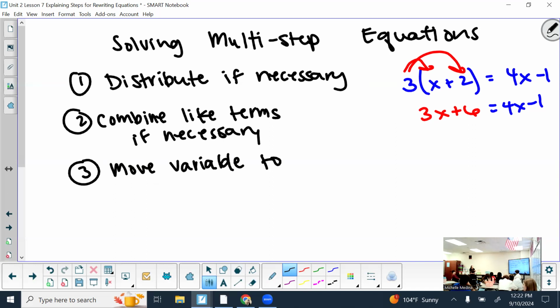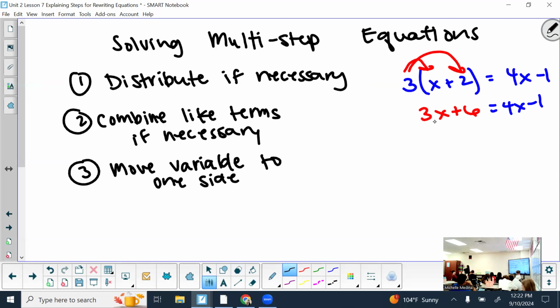Doesn't matter what side. What do I recommend you move? The smaller one, just because then it's less likely you have to worry about negatives. So I'll decide to move the 3x. You can't just pick it up and make it 7x over here. You have to cancel it out on one side and then do the same for the other side.